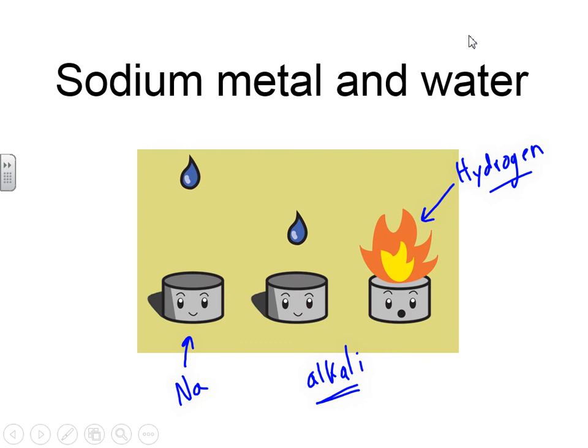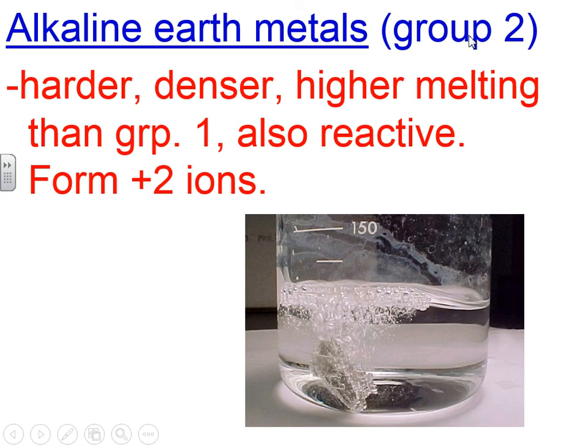Right, group 2 are called alkaline earth metals. Now, these have the same word in them, alkaline, which means they do a similar thing to the first group elements. However, these are harder. You can't really cut them with a kitchen knife.